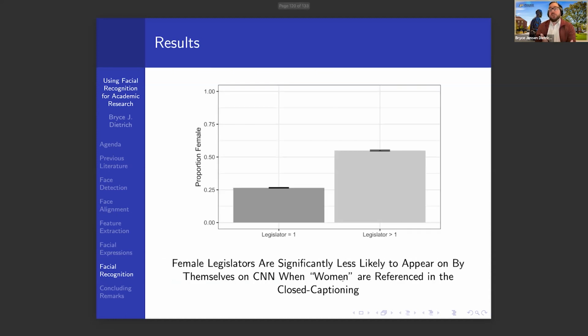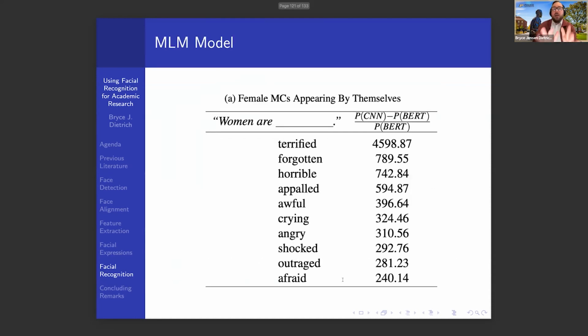But we ultimately also found that when women appear on CNN, they tend to appear by themselves. And we ultimately found that when they appear by themselves, it changes the way that they talk about women as a group. And so I'm not going to go into the language model that they use, but it was a version of BERT, where we essentially looked at the way women were framed in those discussions.